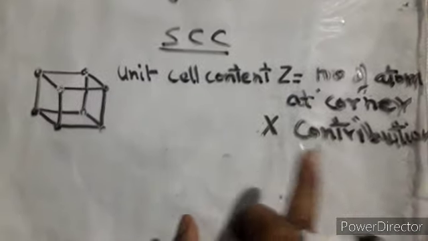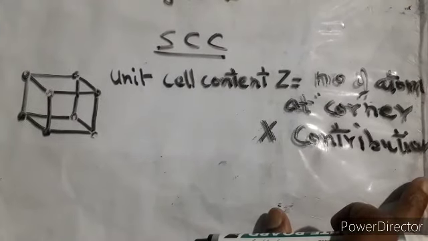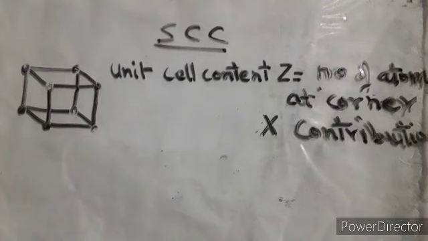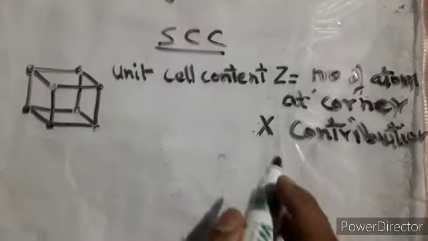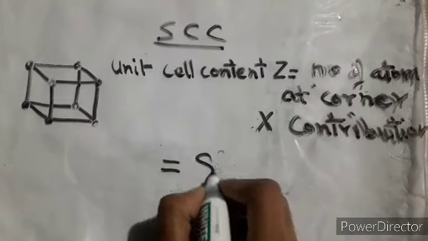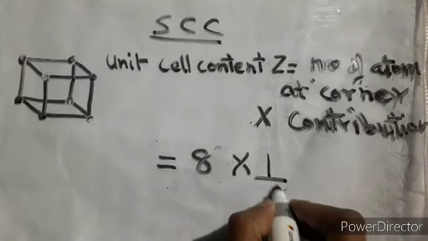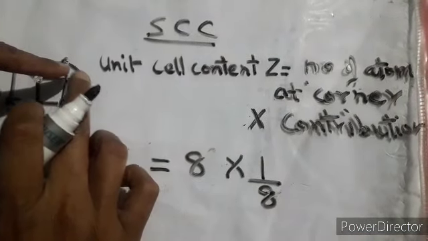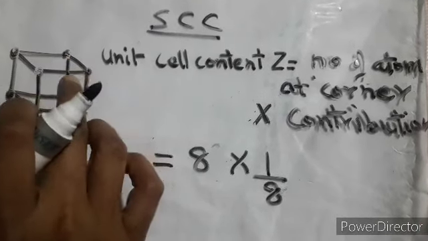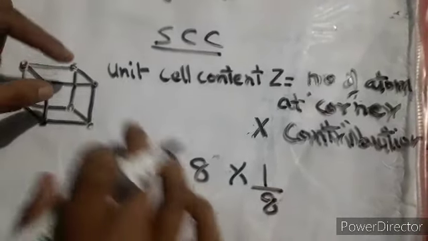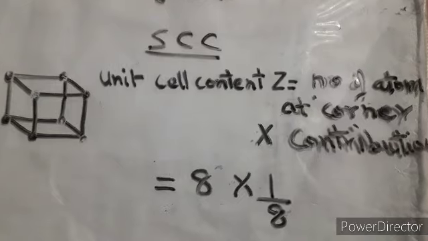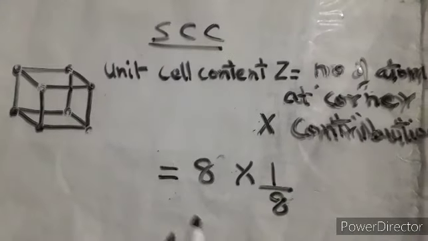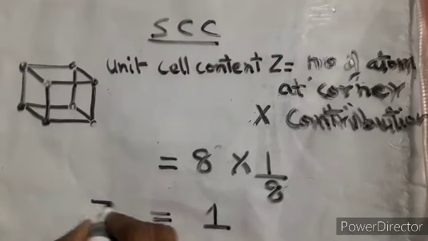The unit cell content, which is represented by Z, is equal to the number of atoms at corner into the contribution. Contribution, as I have already mentioned, these particular atoms are on a sharing basis. So how much they are sharing, that we have to see. In the corners, how many atoms are there? 8. And for this contribution, I'll tell you why I'm writing 1 by 8. Just see, this single atom must be shared by 8 other unit cells. That's why I'm writing that a 1/8 part will be contributed by this place. The rest of the portion is being shared with the other unit cells.